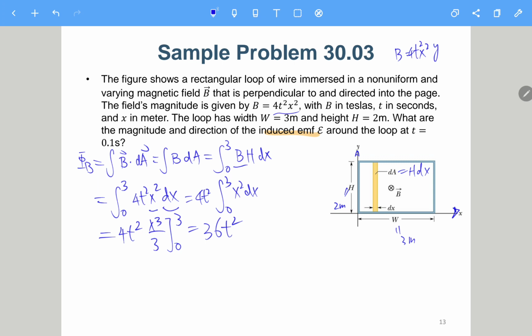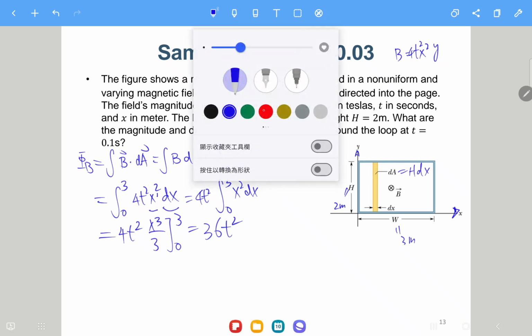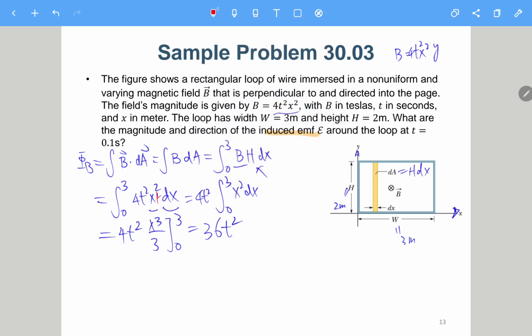Did I do something wrong? I forgot this h. Here we also have an h. Let me put it in red color. I forgot this h here. So we also have a 2 here, and in total we should have 72 t squared.